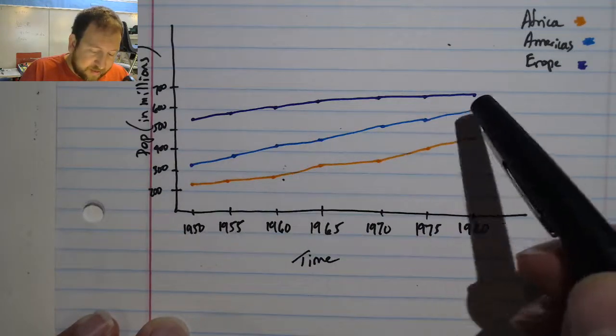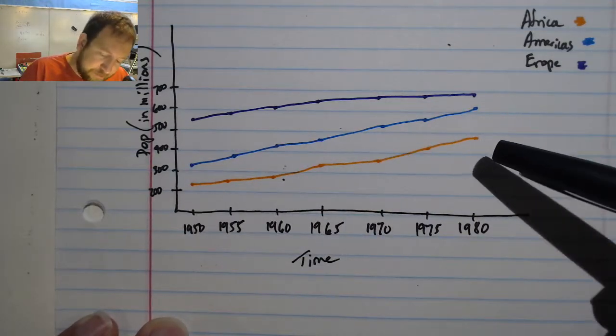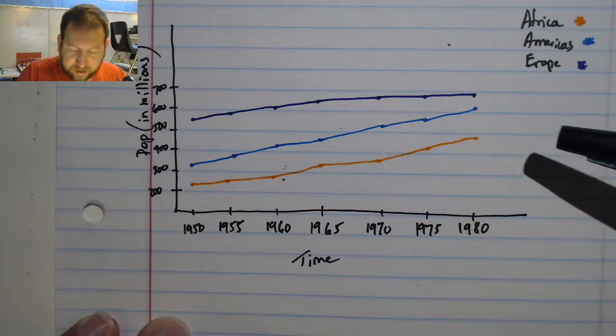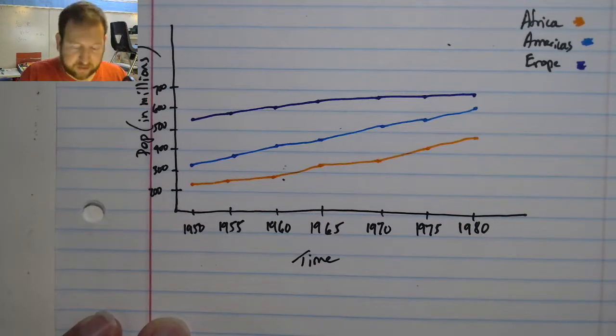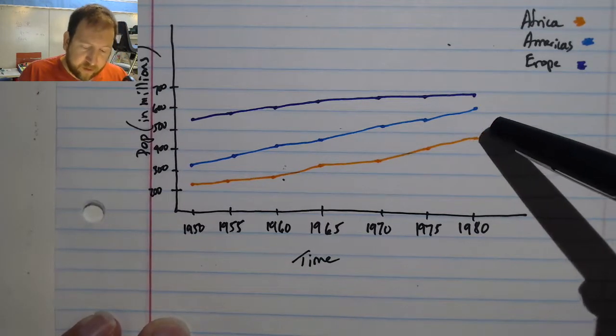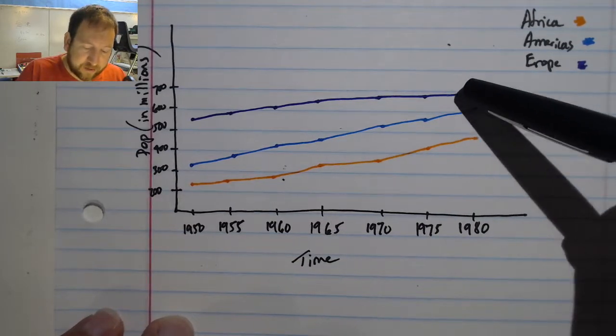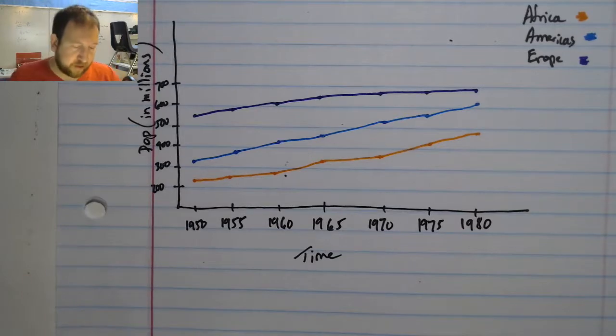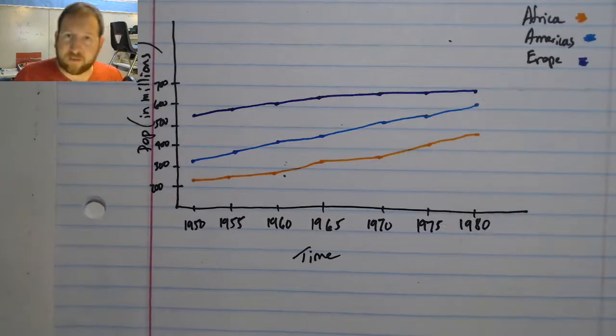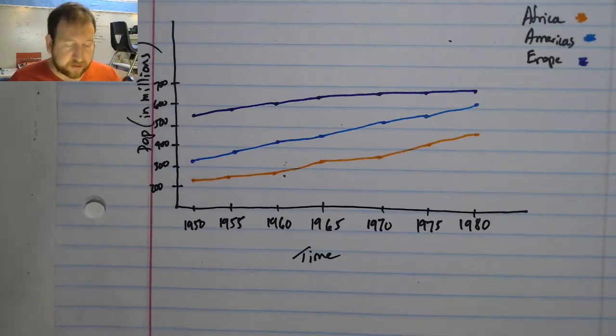So this is not totally surprising, and I bet that if I continue going from 1980 up to where we are, 2017, I bet Africa would continue growing, and it's expected that Africa is going to outpace Europe and the Americas eventually. So that's why having a multiple line chart like this is going to be so useful to look at data.